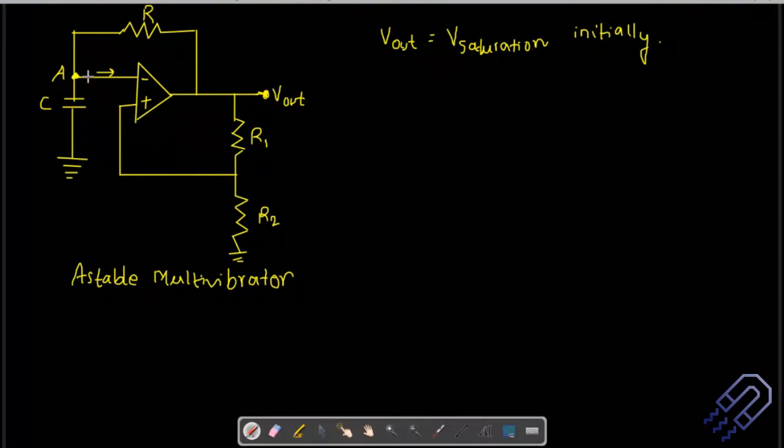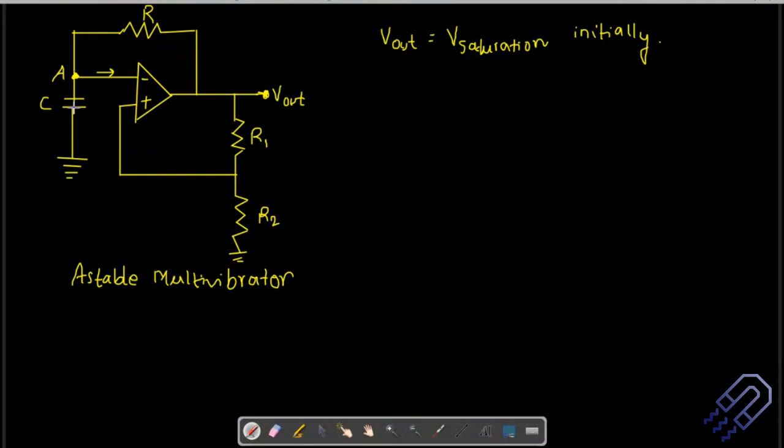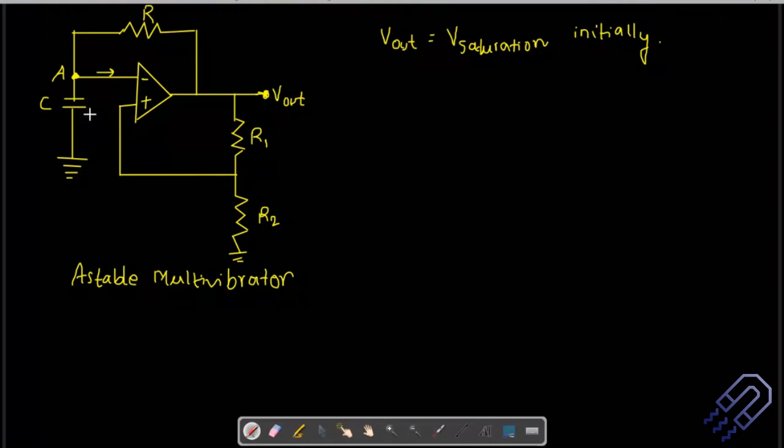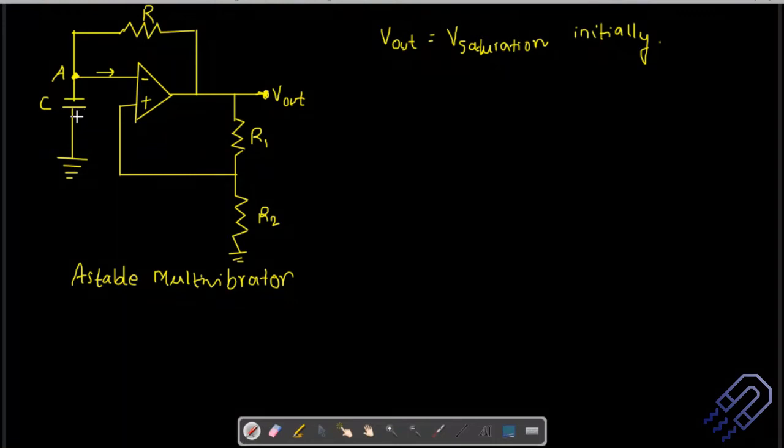But what the voltage here will be depends on whether the capacitor is charging or discharging. So the charging and discharging cycle will decide the voltage at this particular point, and this charging and discharging will depend on whether the voltage here is higher or lower than this. So this is the first idea that you should remember. But let's draw the circuit, part by part.